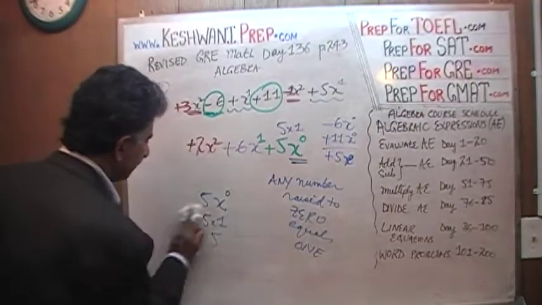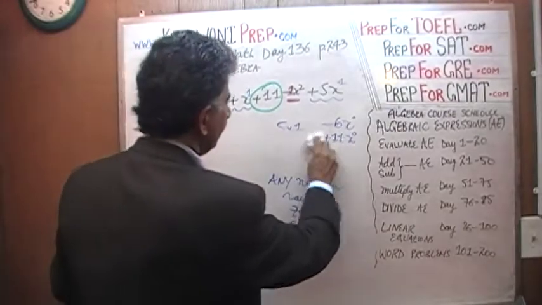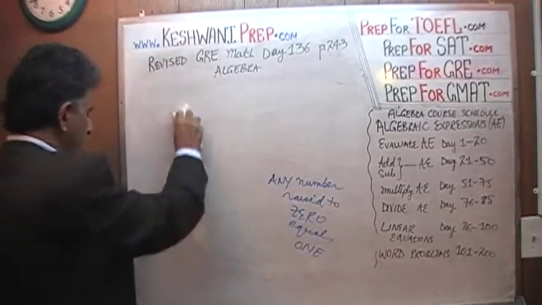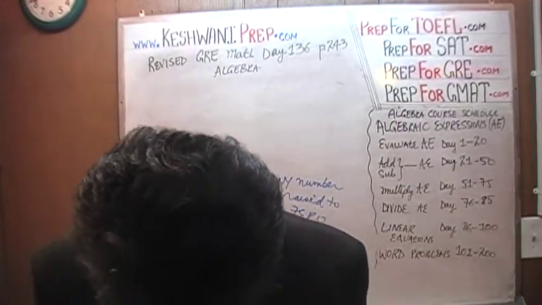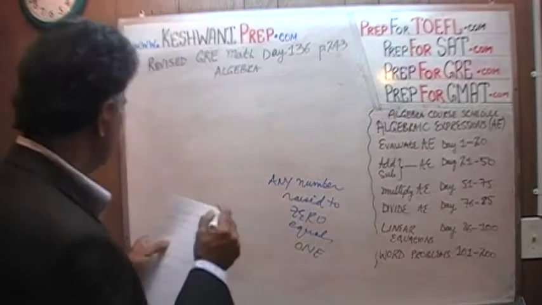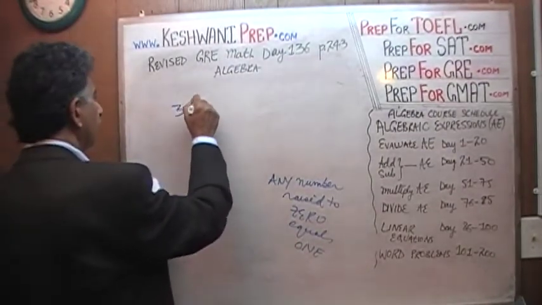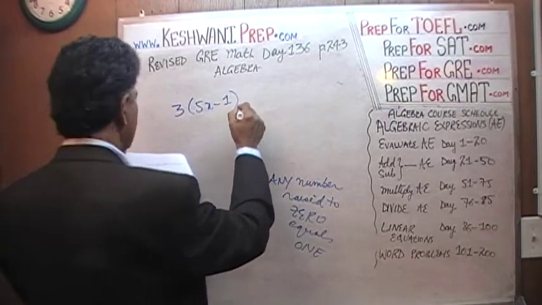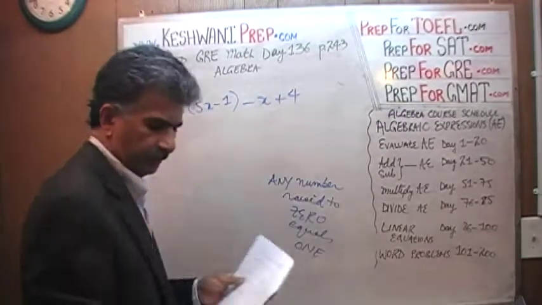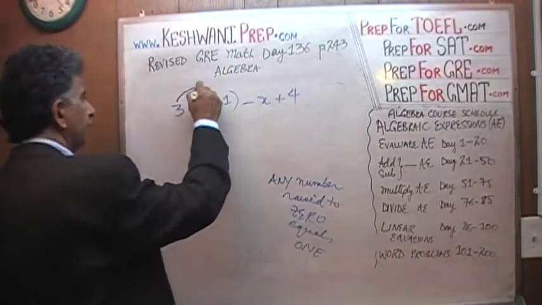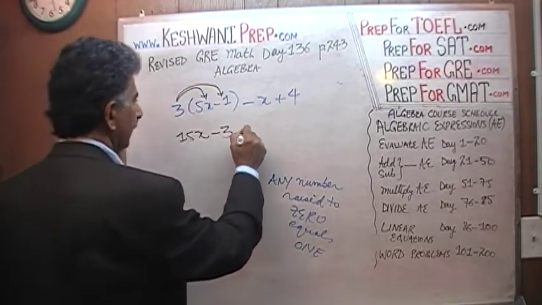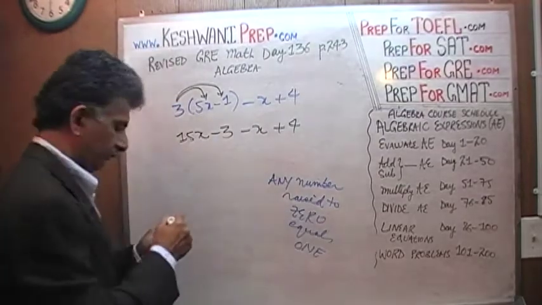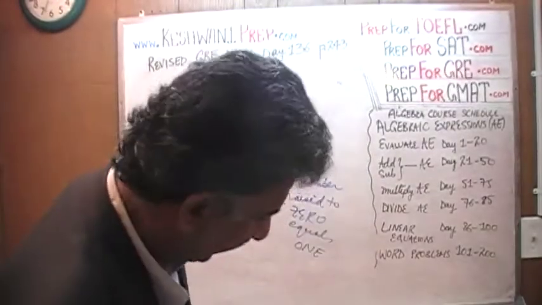Let's go to B. In B, they give you 3 times 5x minus 1 minus x and plus 4. Let's see what we can do. 3 times 5x is 15x, and 3 times the negative 1 is negative 3, and a negative x and a positive 4. Again, we're going to do the same thing. We're going to add up the like terms.